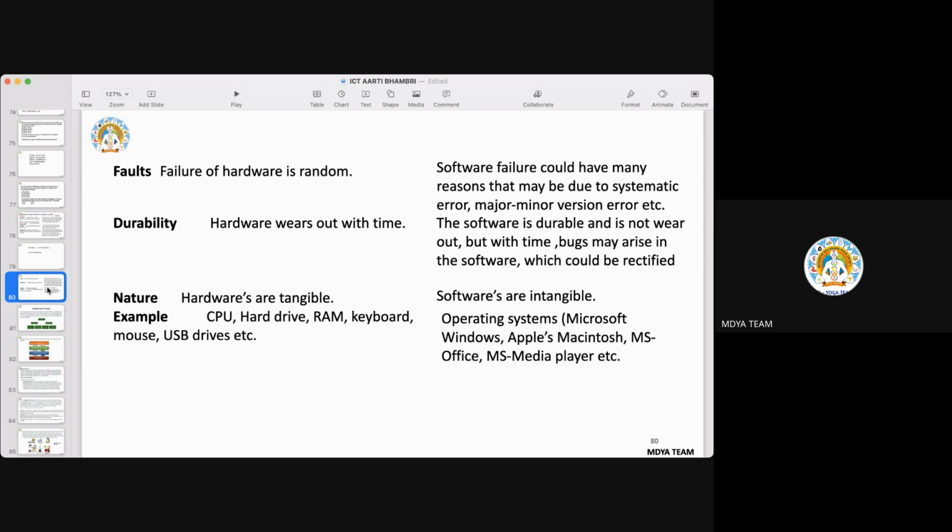So there may be failure of hardware, but it is random. But software failure could have many reasons, that may be due to some systematic error, or some unwanted major or minor version error may come. So it may spoil the whole set of instructions. Sometimes it spoils the functioning of the hardware system also.